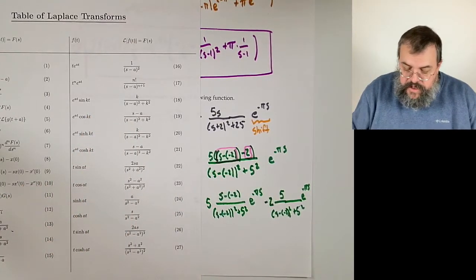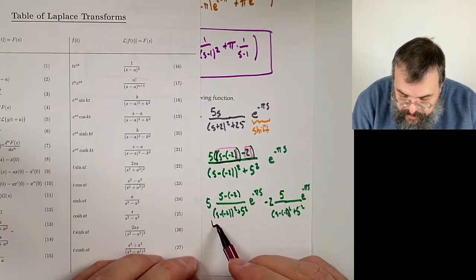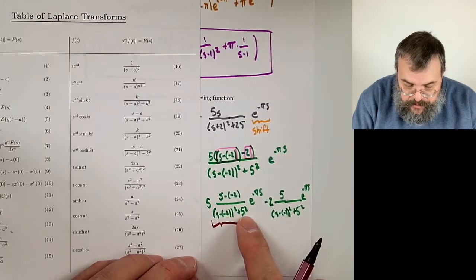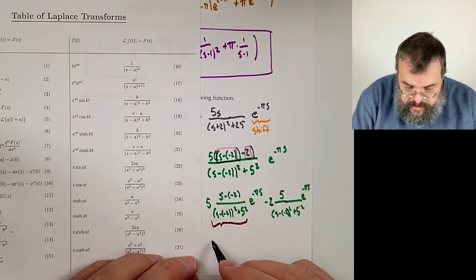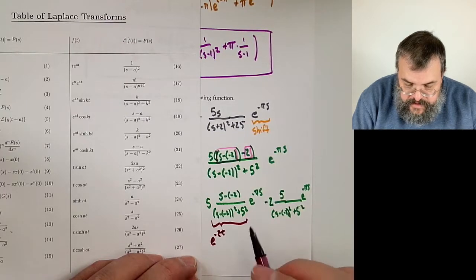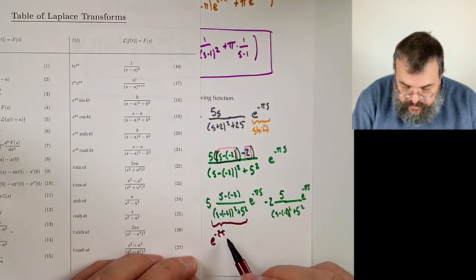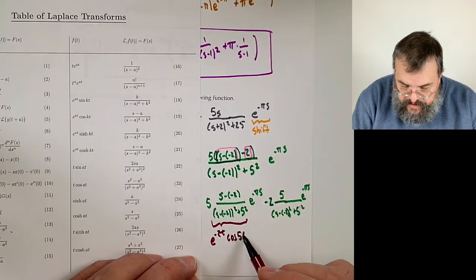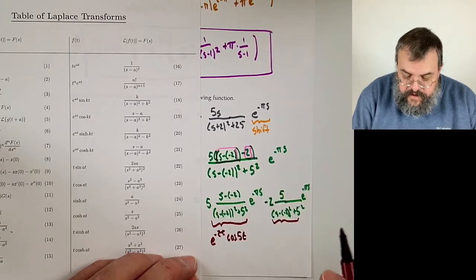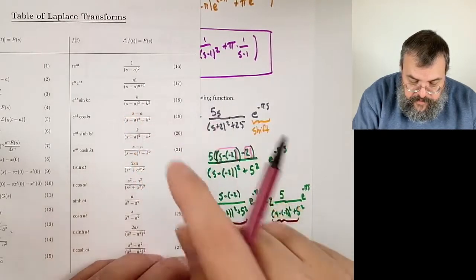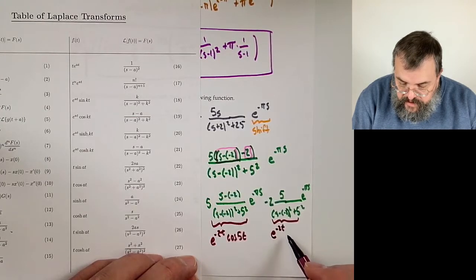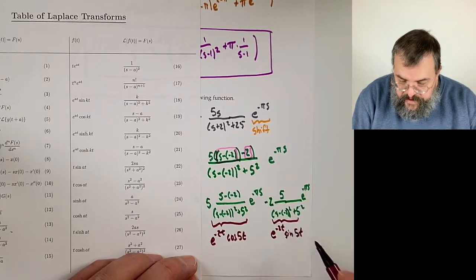So let's be careful here. And this part by itself, just that part alone, a equals minus 2, k equals 5. So this would be e to the minus 2t cosine 5t. And this part, again, just this part here, that's the part that matches with the e to the at sine kt. So e to the minus 2t sine of 5t.